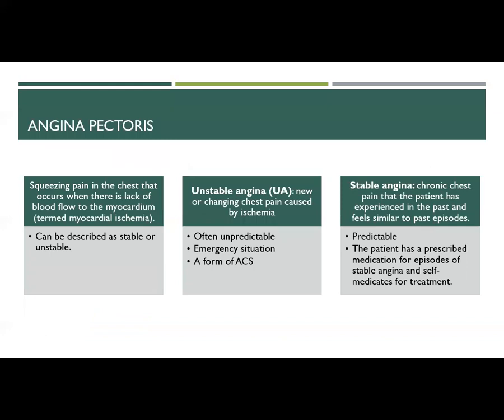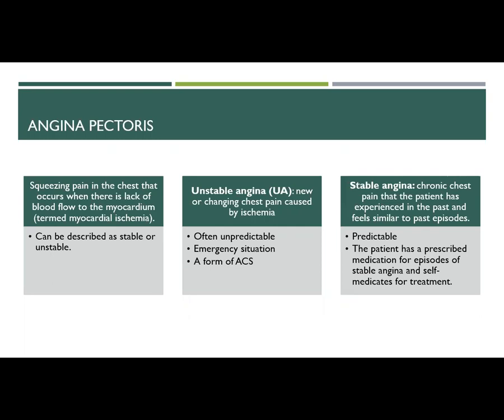So angina, our chest pain. Angina pectoris is a squeezing pain in the chest that occurs when there's a lack of blood flow to the myocardium, termed myocardial ischemia. So this can be described as stable or unstable. The difference between stable and unstable chest pain is whether or not it's new. If it's a new or changing chest pain, then it's unstable. If it's one they've had before, then it's considered stable.